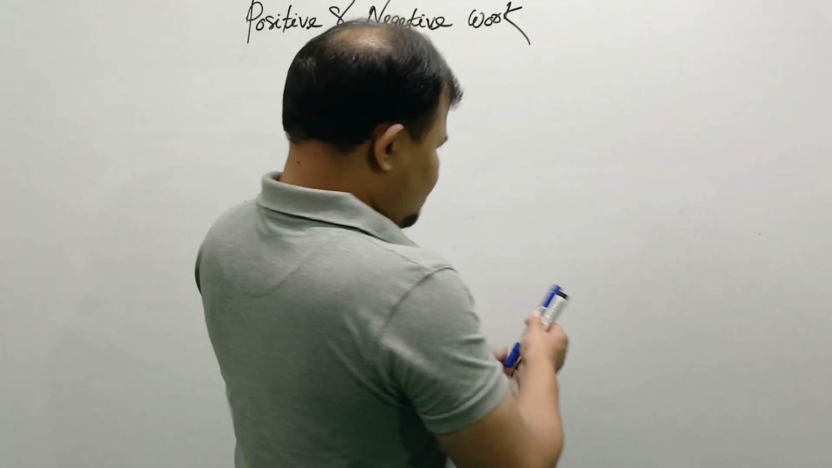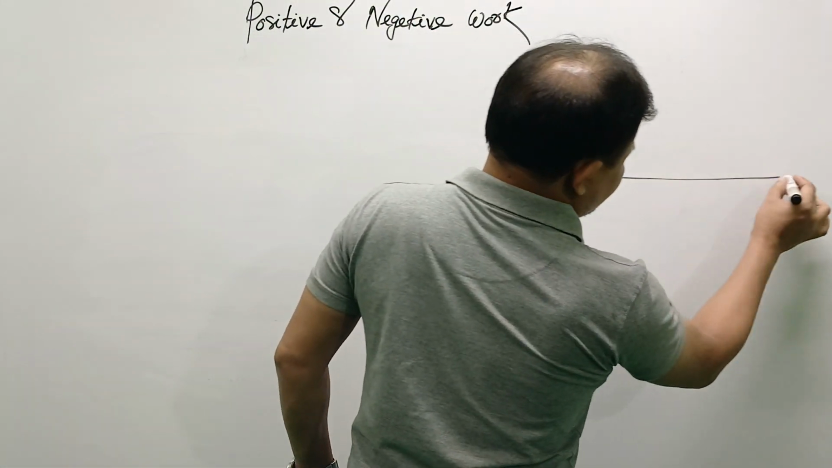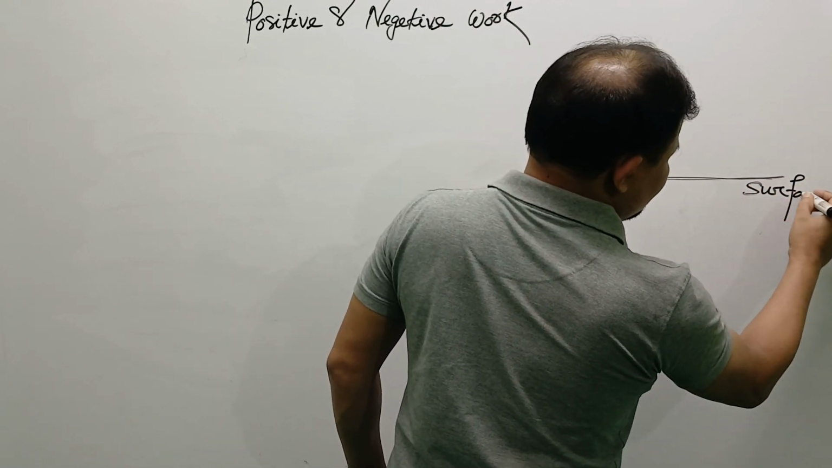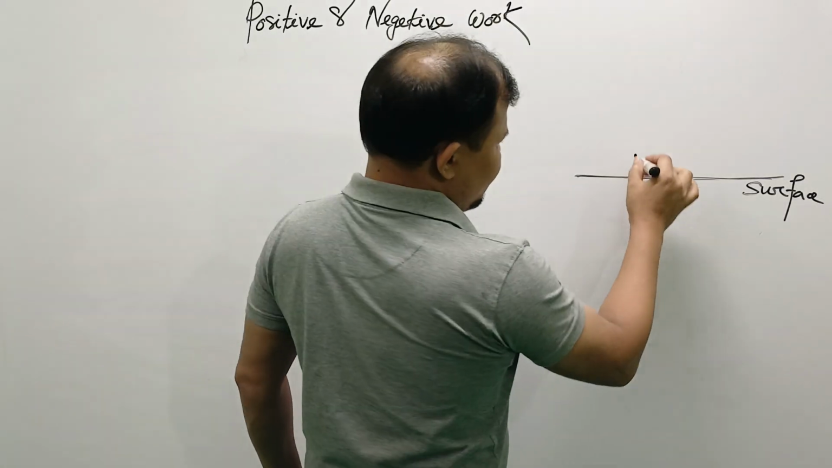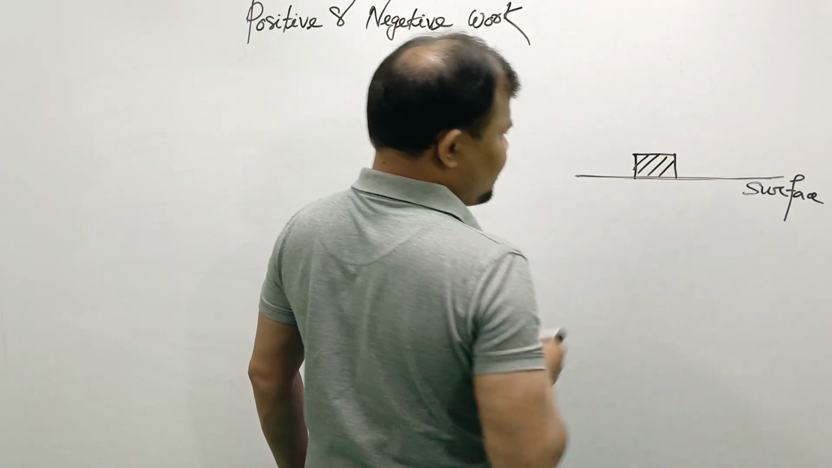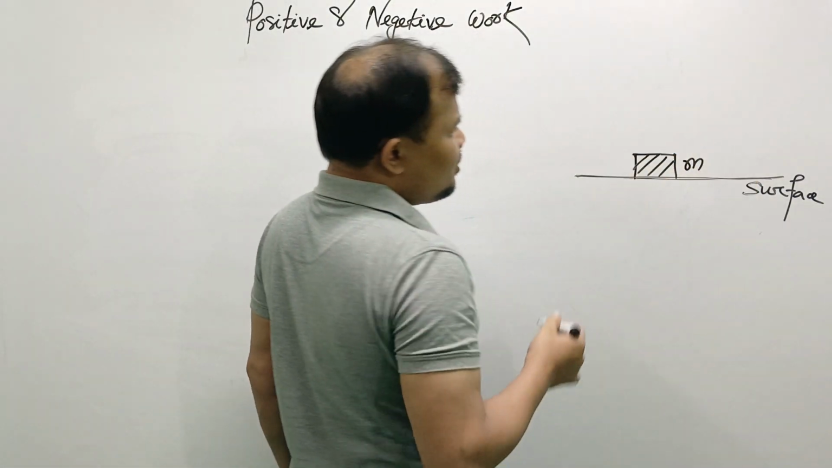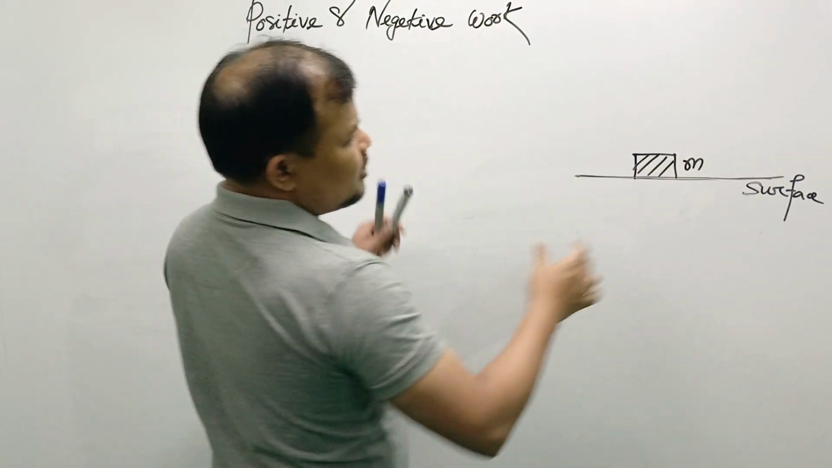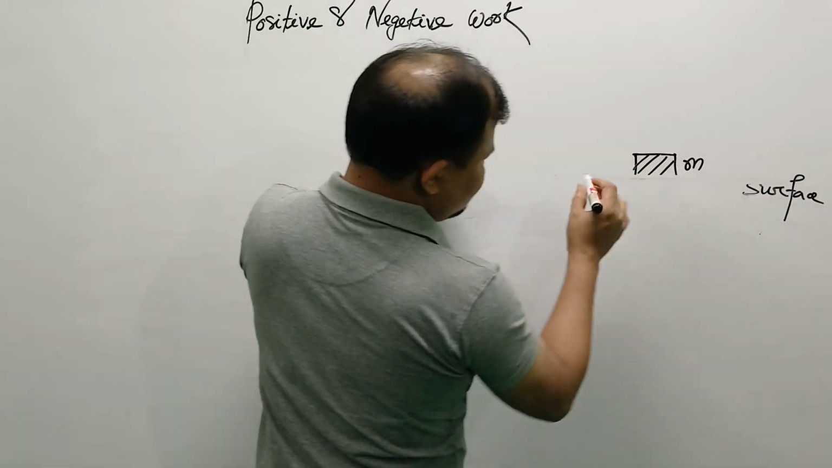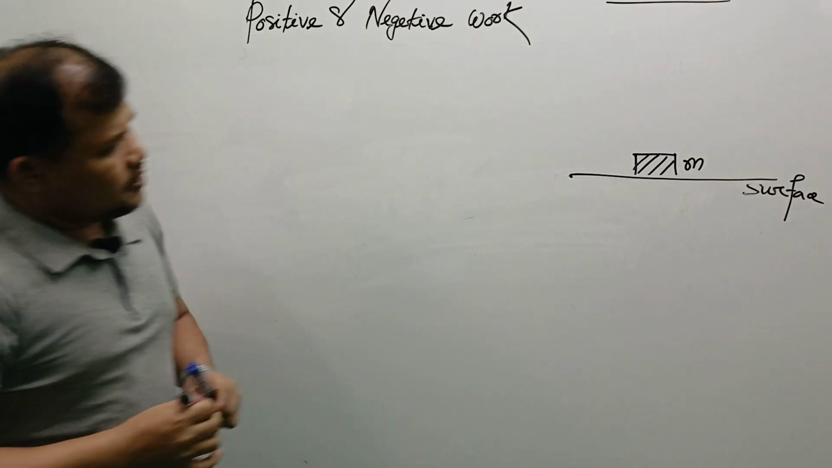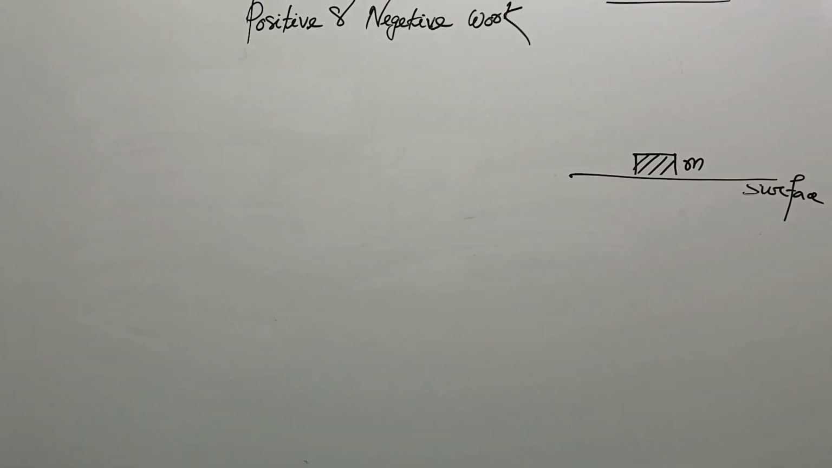Okay, my dear students, try to understand actually what is happening. Suppose here is an object on the surface. The mass of the object is m. Now we want to take the object from this position to this position.